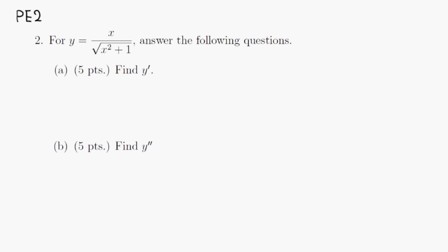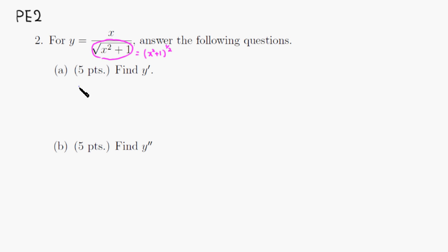Alright, let's look at practice exam 2, problem number 2. Let's find the derivative and the second derivative of this given function. As usual, we can use the 1/2 power and the square root interchangeably, whichever is convenient. So it's the quantity x squared plus 1 to the 1/2 power. Alright, so let's take the derivative.